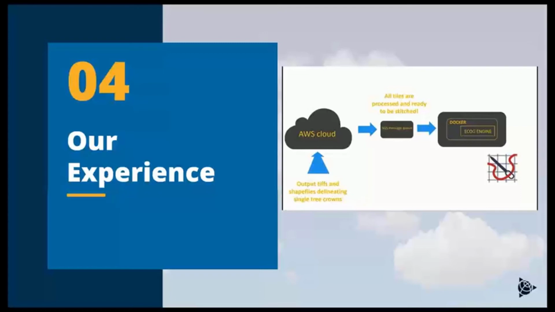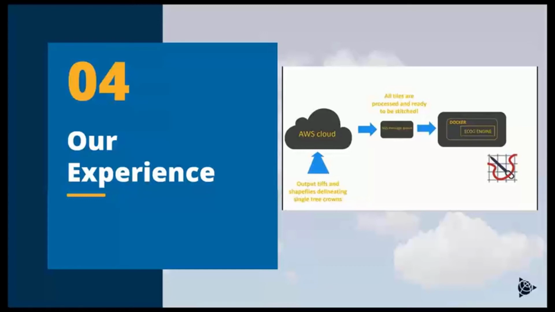Then when a tile was ready, the outputs with the tips and with the vectors were passed back to the cloud. And when all the tiles were processed, Lambda submitted a message to the message queue again that the processing is ready. All tiles are processed, and it sent the message again to the eCognition engine. But this time, the eCognition engine starts stitching the tiles, stitching the vectors together. So we have the whole picture with the tree crowns.